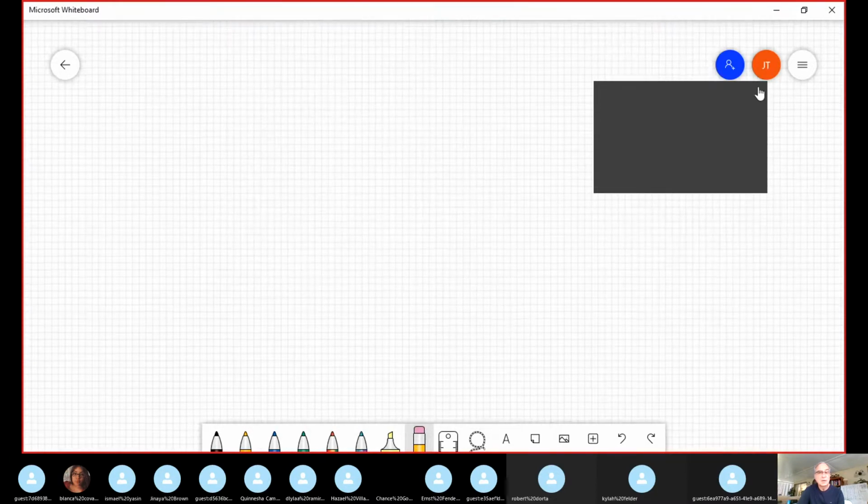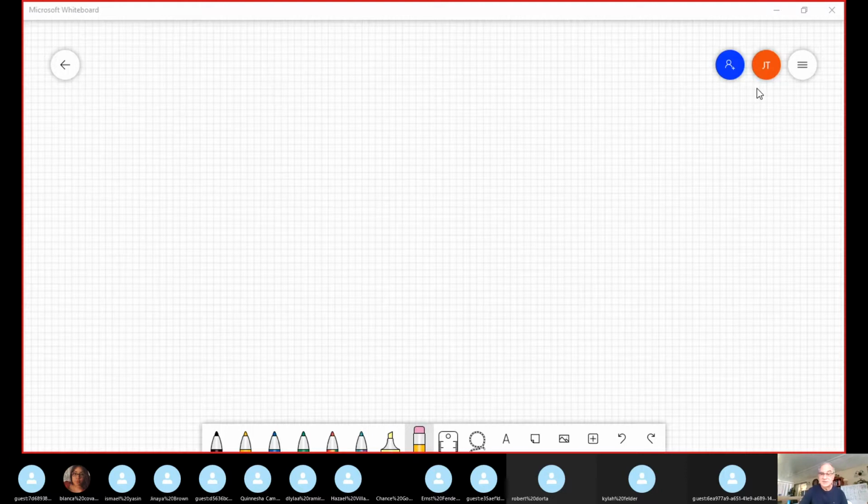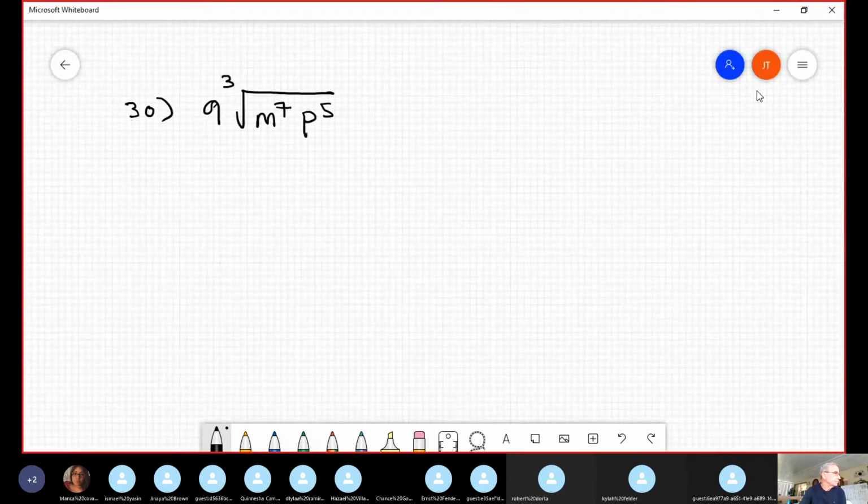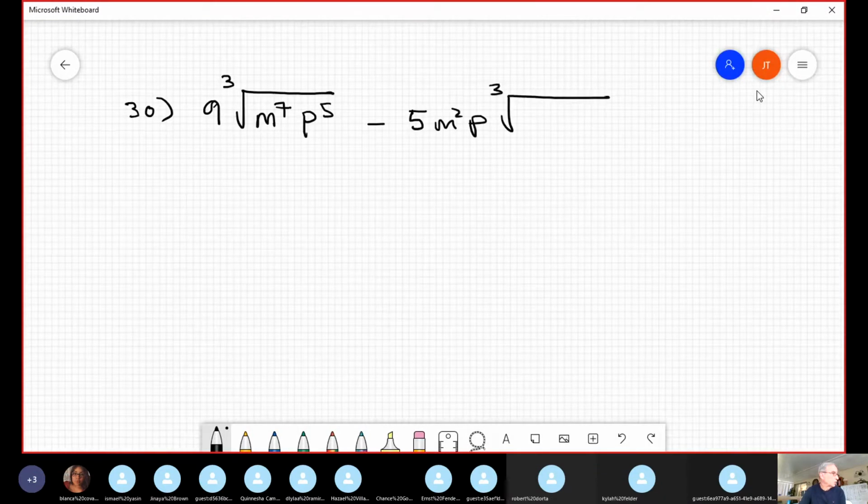Okay. Number 30. Number 30 is similar. 30 is 9 times cubic root of M to the 7 P to the 5 minus 5 M squared P times cubic root of M P squared. Okay, let me start with the first one.